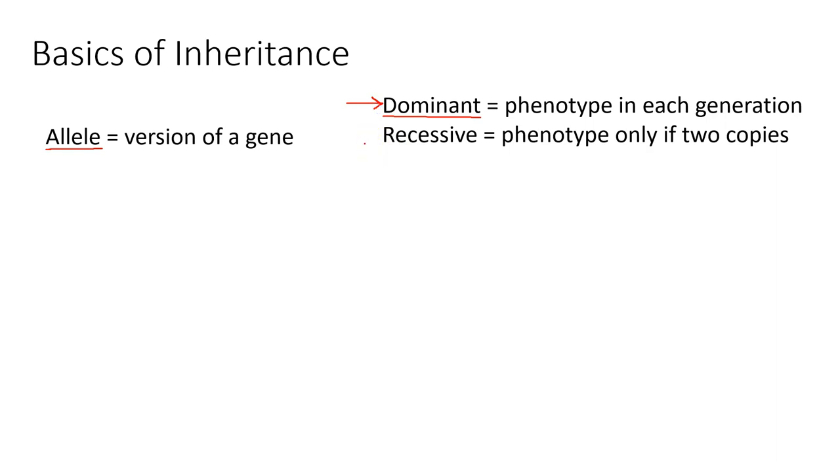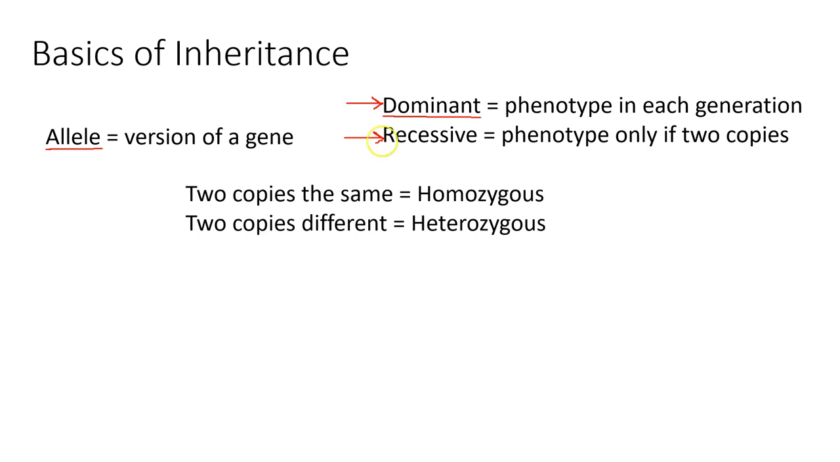The recessive phenotype will only show up if both alleles, both copies of the same gene, are recessive. That's the only way that you'll have a recessive phenotype showing up. When you have two copies of the same gene, it's known to be homozygous. When you have two different copies of the gene, so one allele is dominant and the other recessive, that's known as heterozygous.